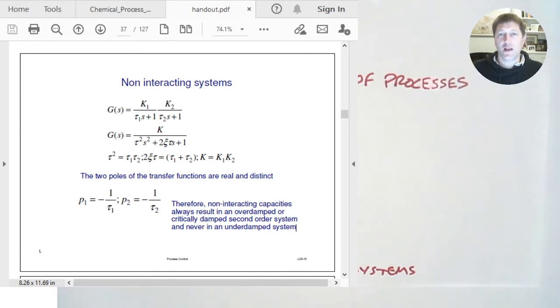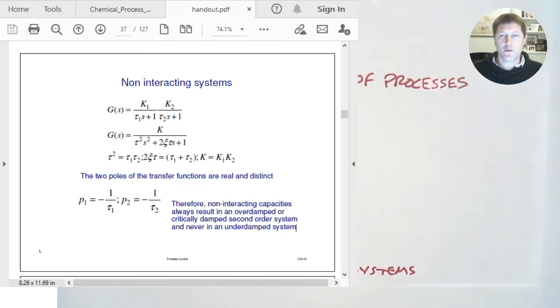It's the combined version, and we can deduce something about its behaviour by looking at the poles of the transfer function. Remember, the poles are the roots of the denominator. So the poles will occur when this term is 0 and when this term is 0, and that means that s is equal to minus 1 over tau 1, or here minus 1 over tau 2. That gives one pole, that gives the other pole. And what do we know about these? Well, tau is a positive real number, and so we're going to end up with two real and distinct poles.